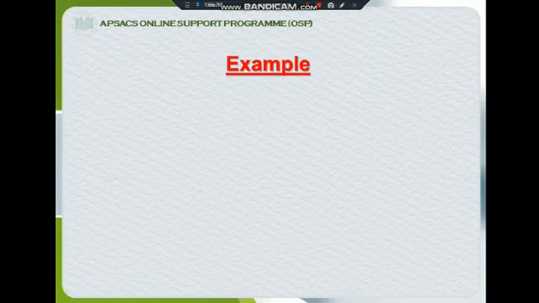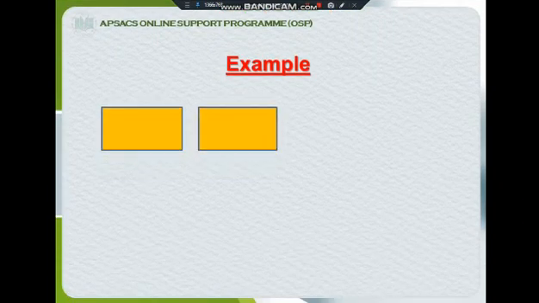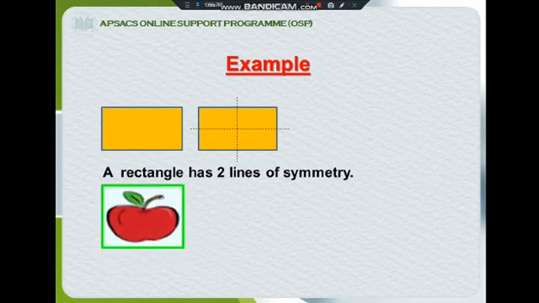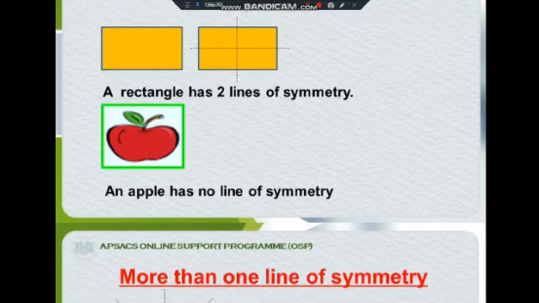Now, here are some examples. This is a rectangle, and when you divide this rectangle into 2 halves like this, vertically or horizontally, this is called the line of symmetry. So, a rectangle has 2 lines of symmetry. Can you tell me whether an apple has a line of symmetry or not? No. An apple has no line of symmetry, right?